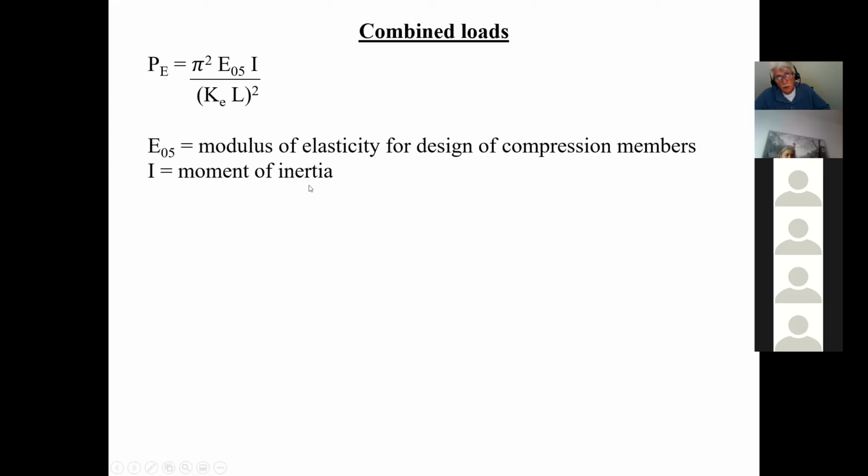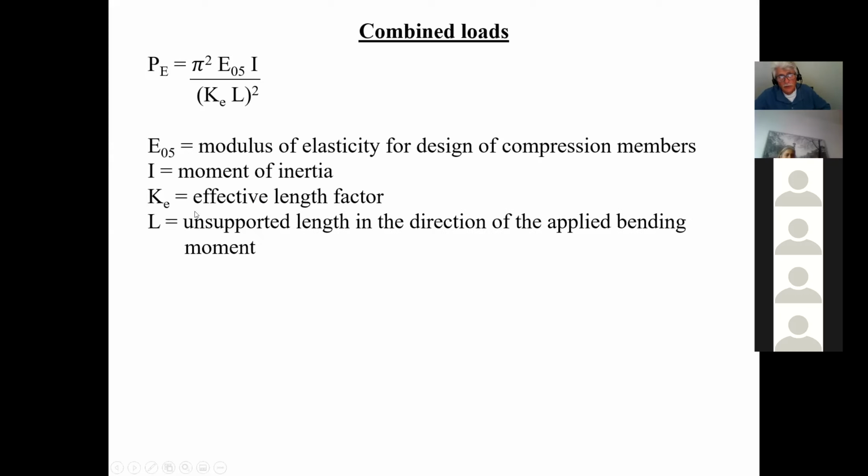I is the moment of inertia, okay? The effective length factor, in our case, is going to be 1 because we always want to be pinned. And L, of course, is the unsupported length in the direction of the applied bending moment. So that's important to remember: how the bending moment is being applied, that's the L, okay?